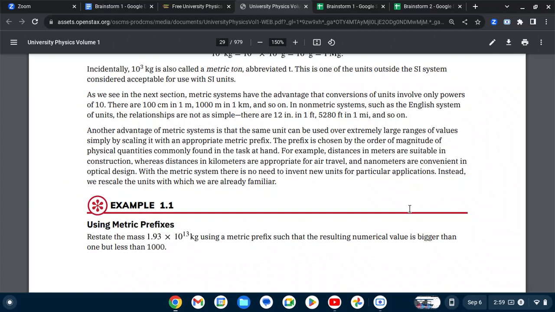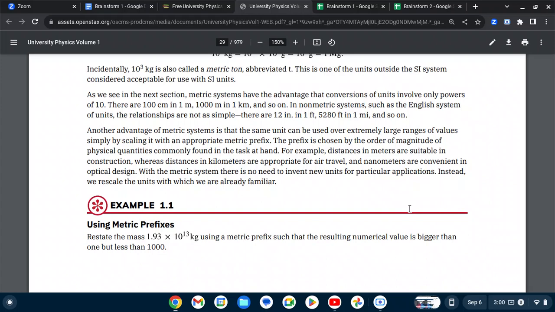As we see in the next section, metric systems have the advantage that conversions of units involve only powers of 10. There are 100 centimeters in a meter, 1,000 meters in a kilometer, and so on. In non-metric systems, such as the English system of units, the relationships are not as simple. There are 12 inches in 1 foot, 5,280 feet in 1 mile, and so on.